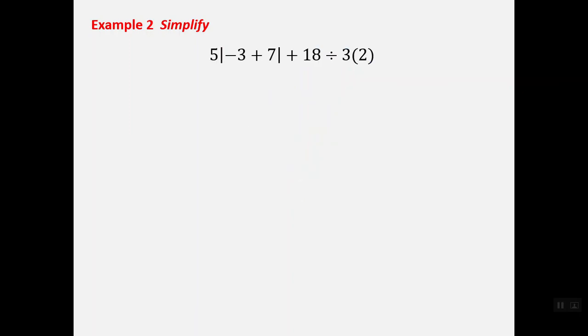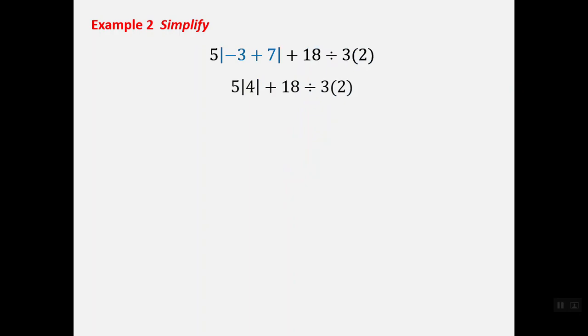Let's try example 2. All right. Sometimes it's hard to see the grouping symbol's absolute value, so you need to recognize those as they're written in these equations as a grouping symbol. So you can see that's what's going on here, is we have the grouping symbol of absolute value. So the first thing we need to do is simplify what's inside the absolute value. So I'm going to rewrite 5, and then my absolute value, negative 3 plus 7 is equal to 4. Then I rewrite everything else.